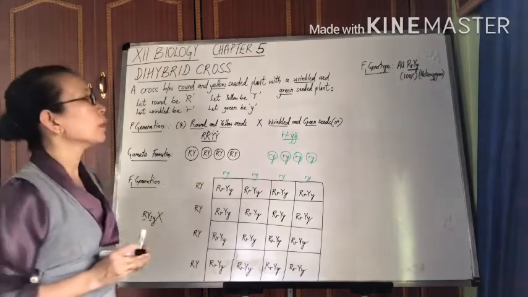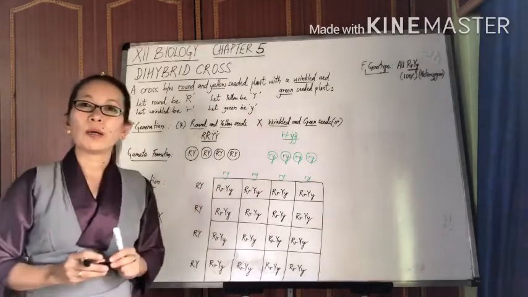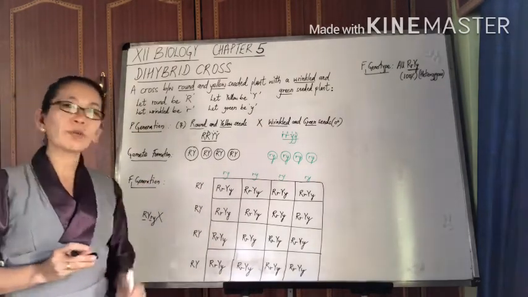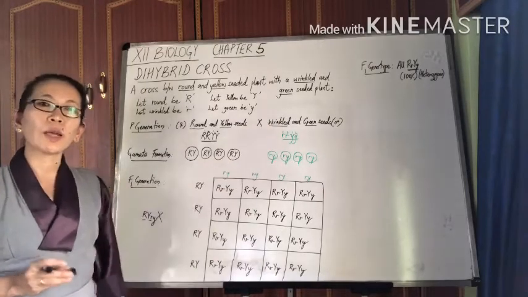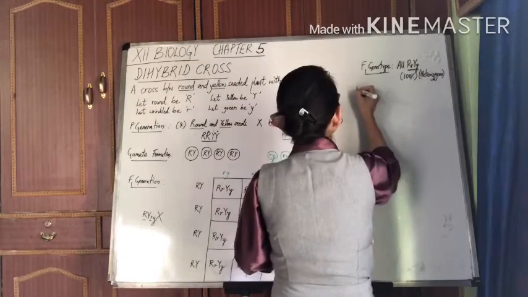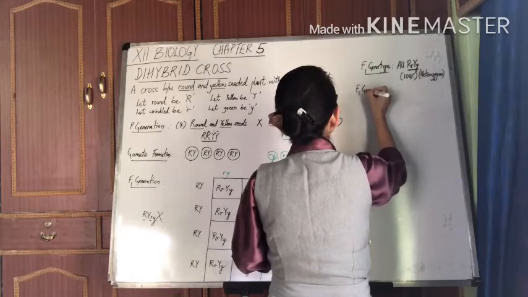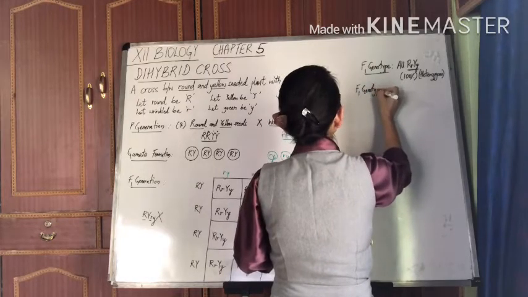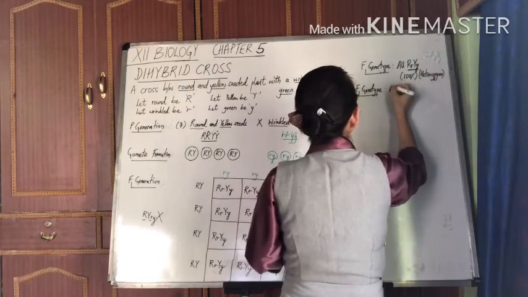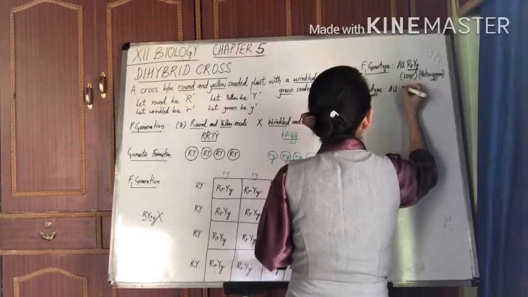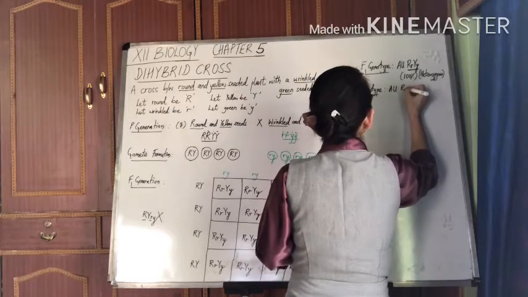Okay, so that was how Mendel came down to the F1 generation and its genotype. And what about the phenotype of such F1 plants? Mendel could easily observe that all of the F1 plants were round and yellow.